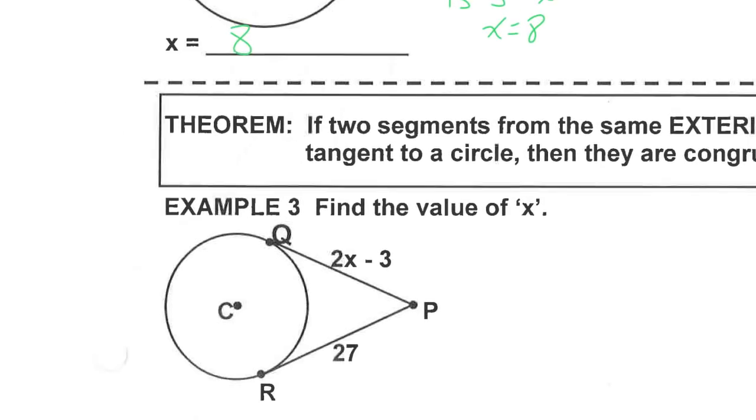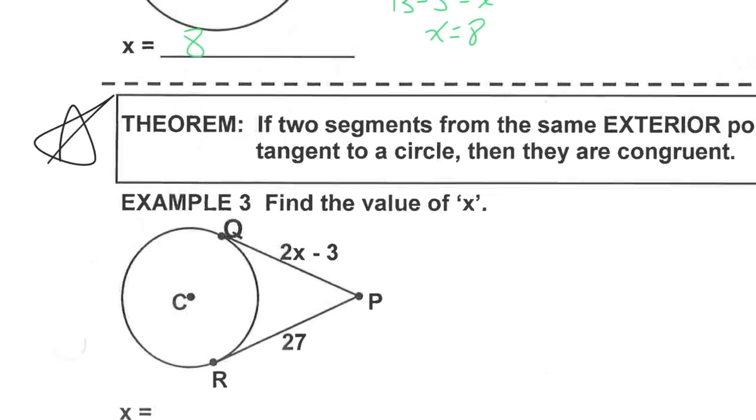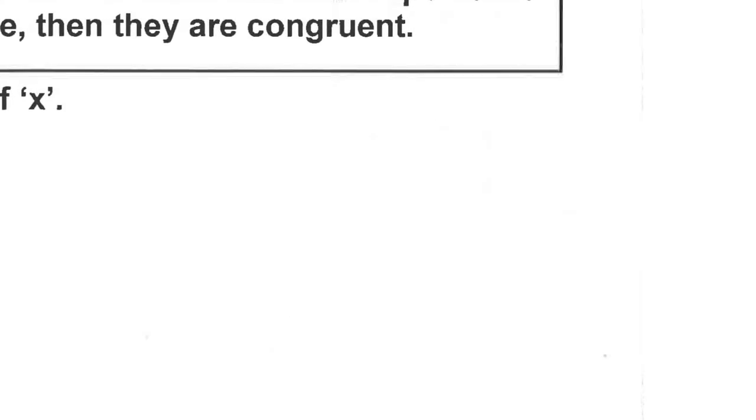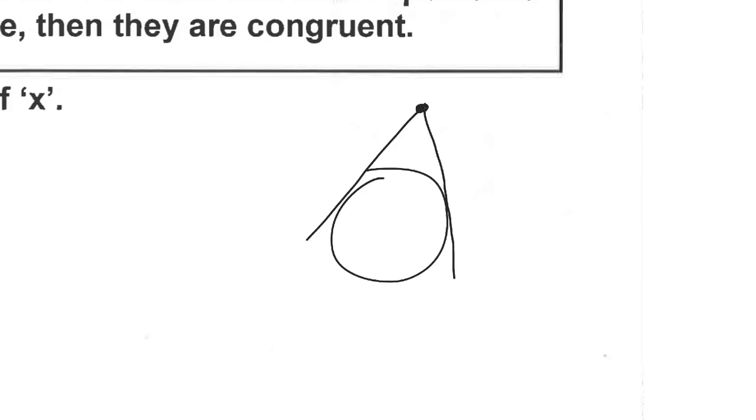The second theorem we're going to look at. If two segments from the same exterior point are tangent to a circle, then they are congruent. So what it's saying is, I'll just try to draw a little picture. You don't have to draw this. If I've got a circle and I've got this one point out there, and two tangent lines coming out from that, these pieces are congruent. So from the point of tangency to there, the same length.